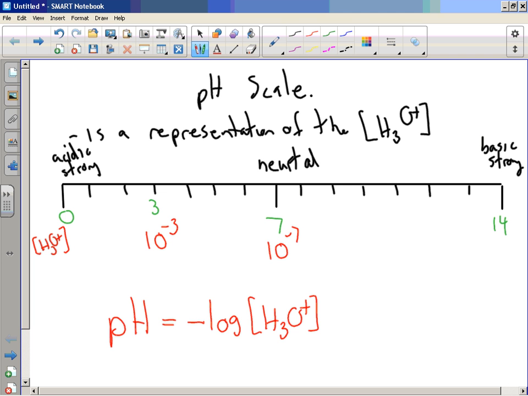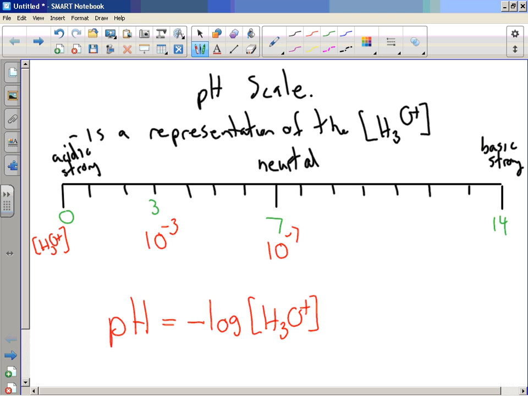0.001, right? We're actually getting to bigger and bigger numbers as we head to the acidic side. 10 to the negative 7 is very tiny. 10 to the negative 3 is kind of tiny, but it's less tiny than 10 to the negative 7. So we're actually getting to greater and greater concentrations of H3O plus as we go to the acidic side, and that makes good sense. The more H3O plus we have, the more acidic a substance should be.